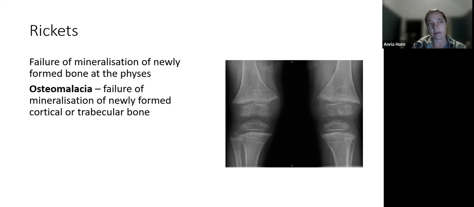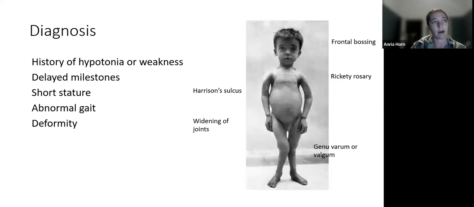So it's not quite the same as rickets. The clinical features of rickets are a history of hypotonia and weakness, although that's not very pronounced, delayed milestones, short stature, abnormal gait, and deformity. And the classic features, which a few of you who have been through Red Cross and Mater Cottage have seen in these patients, are frontal bossing and rickety rosary.